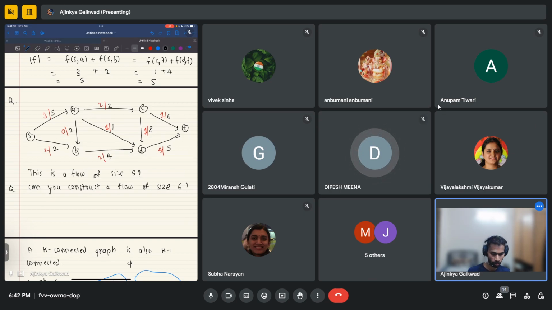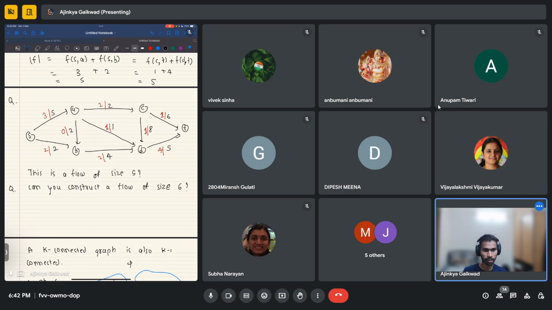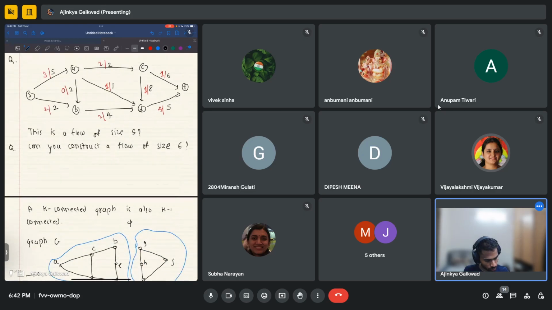Okay. So take a minute and try to draw, and then all of us will take a look. In the same graph, we can change the flow values. Yes, but just a minute. Let everyone try, and then we'll see. So let me add an edge here.